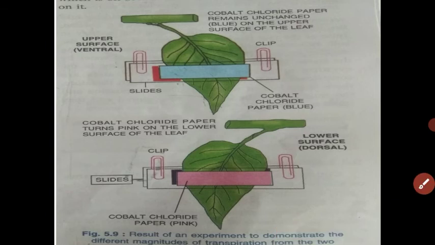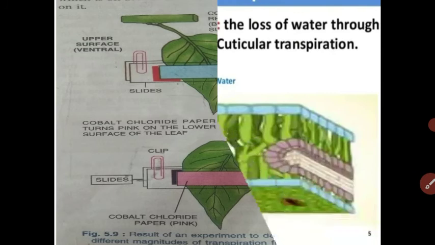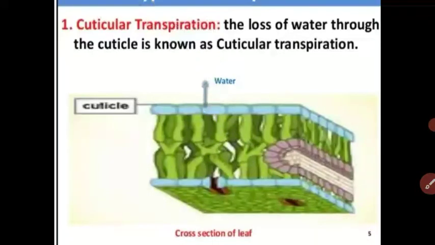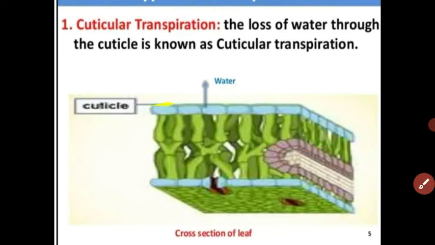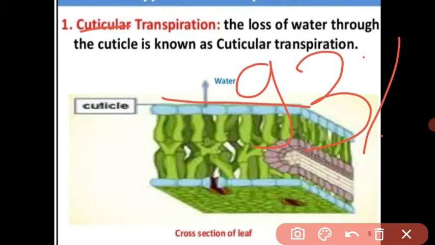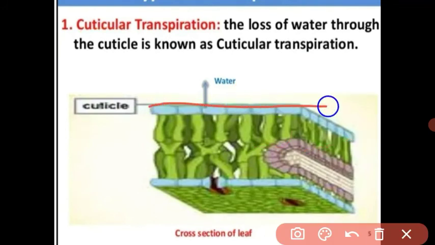Understood, student? What is the mechanism of stomatal transpiration? About 93 to 98% of water is lost by the stomata. The stomata are open only during the daytime, and at night time the stomata are closed, so water evaporates through the cuticle and lenticels. The cuticle is the outermost covering of the leaf, and it is a waxy layer. The water lost through the cuticle is known as cuticular transpiration.